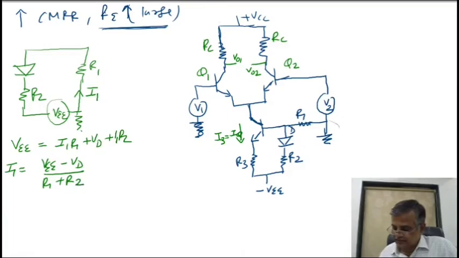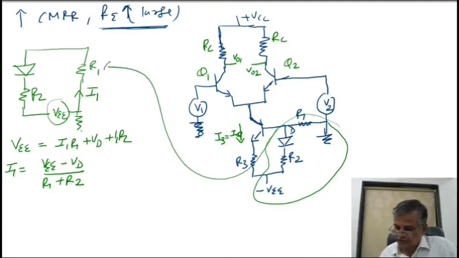For this section I am showing you this circuit. So for this, VEE is equal to I1 R1 plus VD plus I1 R2, by Kirchhoff's second law. I have taken this portion, so I can write like this. Now I am showing you another thing. I want to show I3 is constant. So for that I am doing this mathematics.